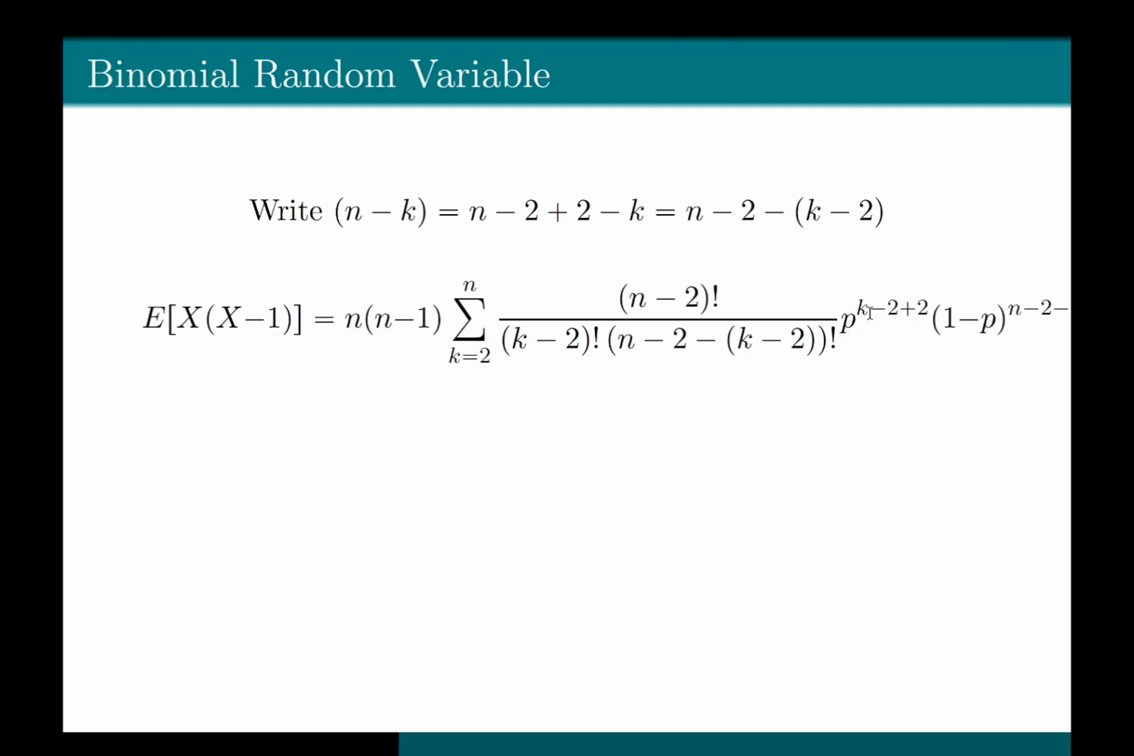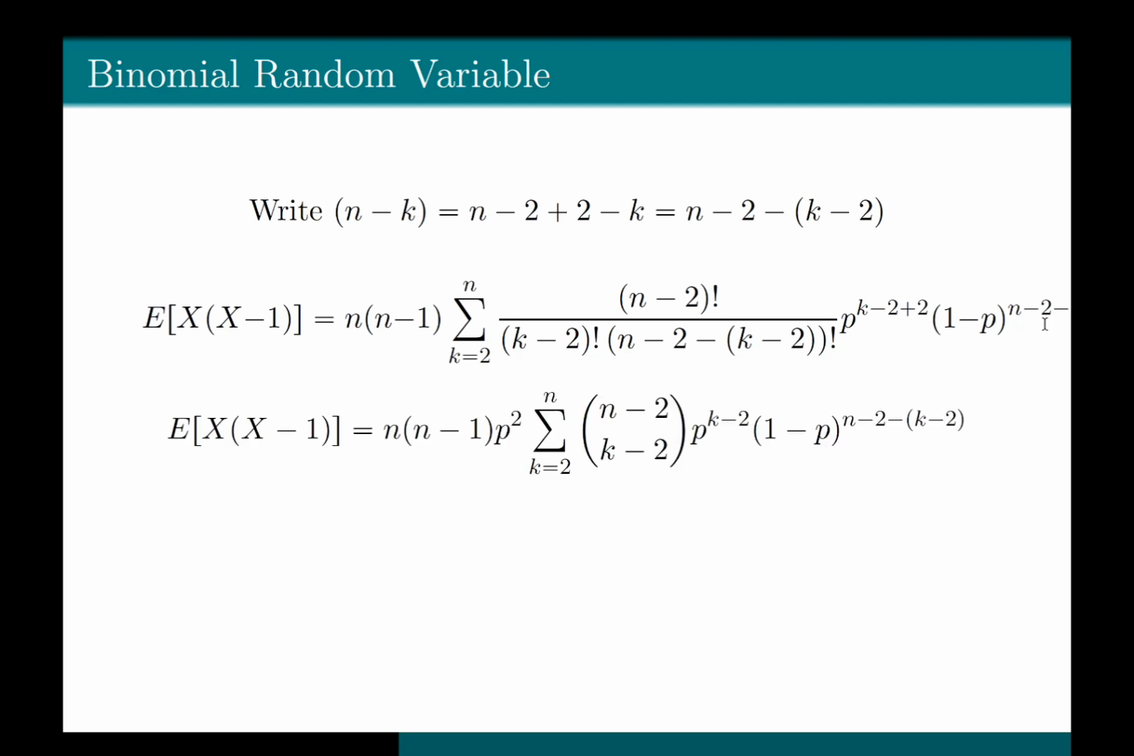So we will have p to the power k minus 2 plus 2. And then we will have 1 minus p to the power n minus 2 minus k minus 2. So we just had n minus k over there. So here we will have n minus 2 minus k minus 2.